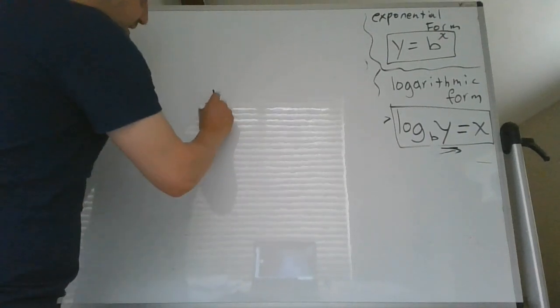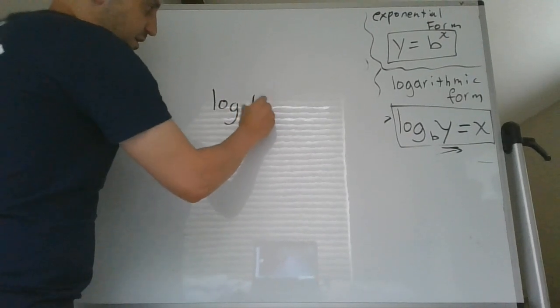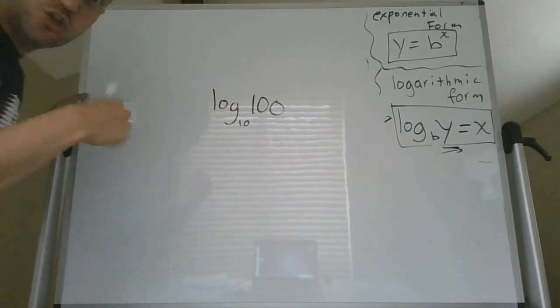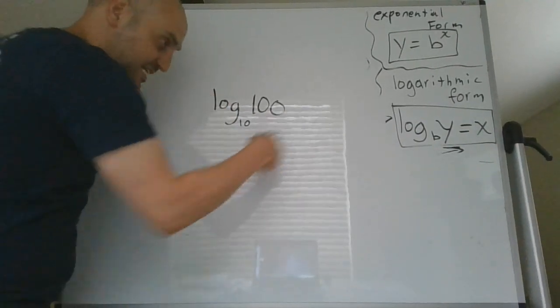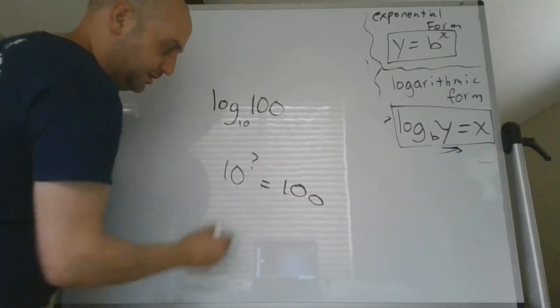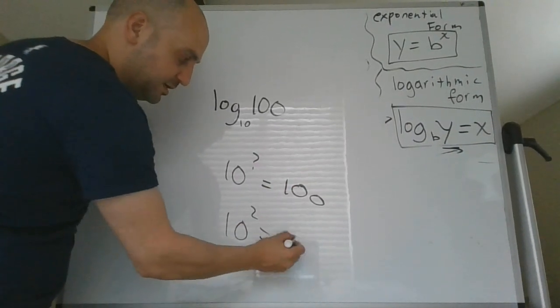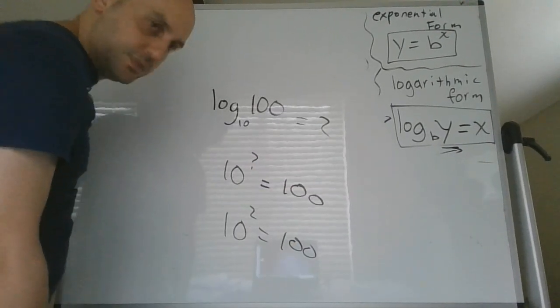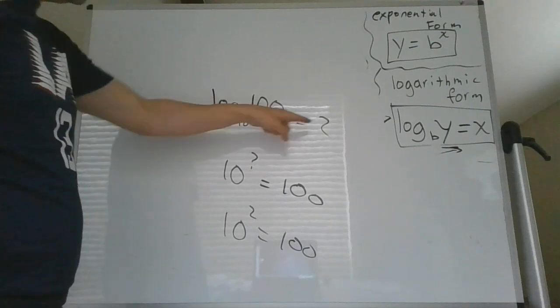Now remember, if a calculator says log of 100, that technically means log base 10 of 100. They just don't put the 10. And what this means is 10 to the power of what is equal to 100? Well, 10 to the power of 2 is equal to 100. So this whole thing is just equal to 2. Done. Log base 10 of 100 is 2.